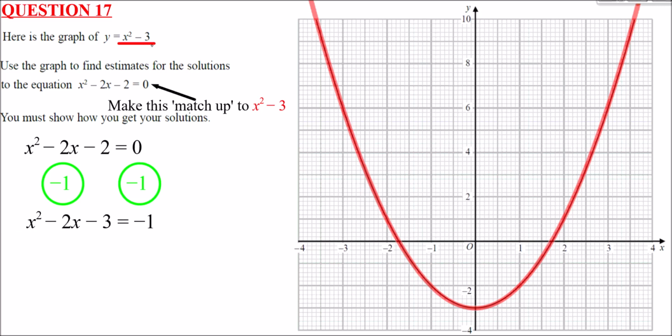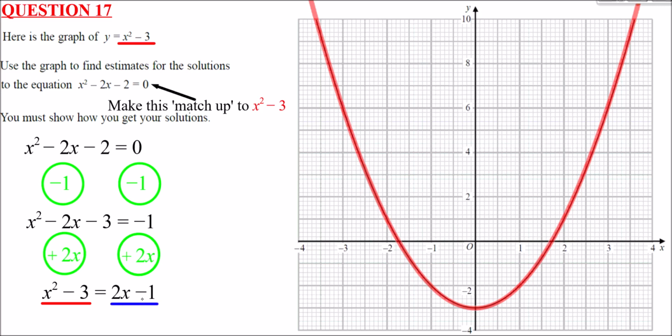Over here, though, we don't have any minus 2x's. We have no x's at all. So we need to get rid of these minus 2x's by adding on 2x's to both sides. Then what we'd have is that x squared minus 3 equals 2x minus 1. So on the left, we've got x squared minus 3. Then on the right, we've got 2x minus 1.